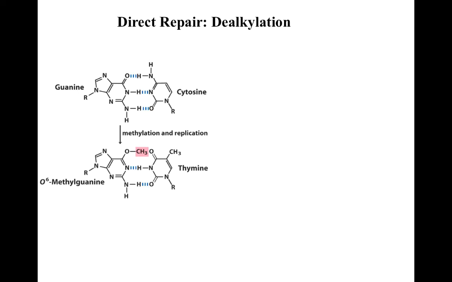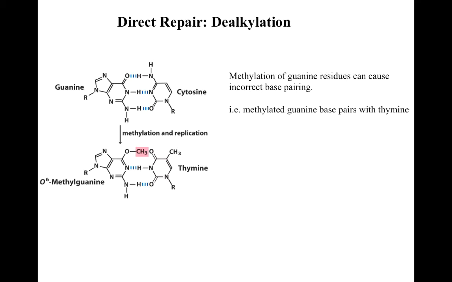Another direct repair example is the dealkylation of bases. So guanine can become methylated into O-methylguanine, and that methylation of guanine can cause incorrect base pairing. So it can cause that methylated guanine to base pair with thymine.